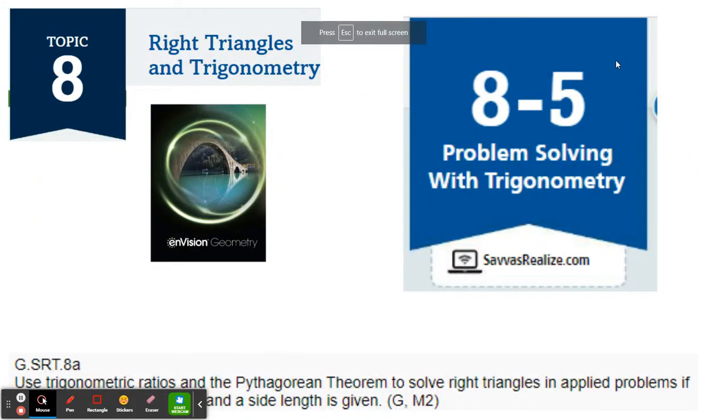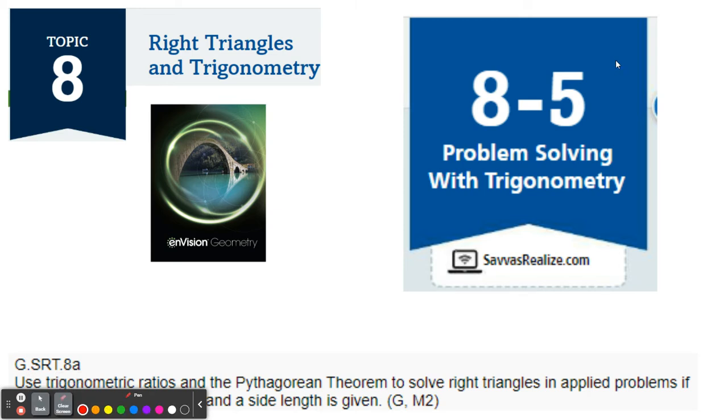Hello, geometry. Welcome to 8.5 Problem Solving with Trigonometry. We've really done problem solving throughout these last 3 lessons with trig, with the law of sines, law of cosines. So now we're just going to put it all together in one big section.